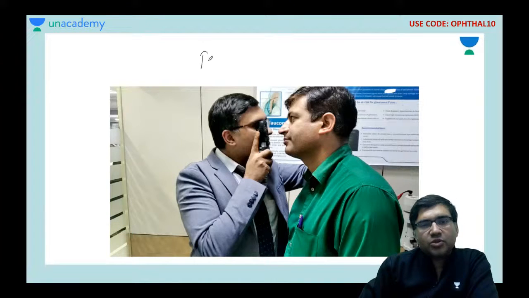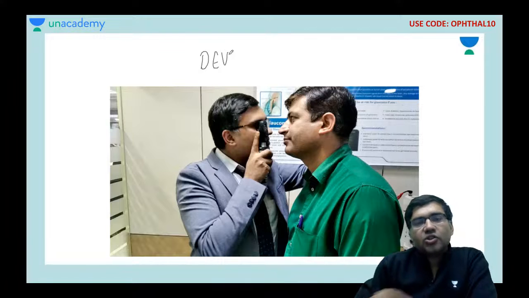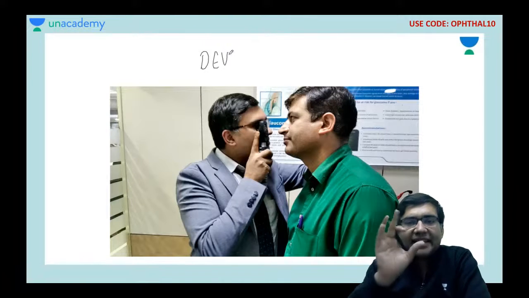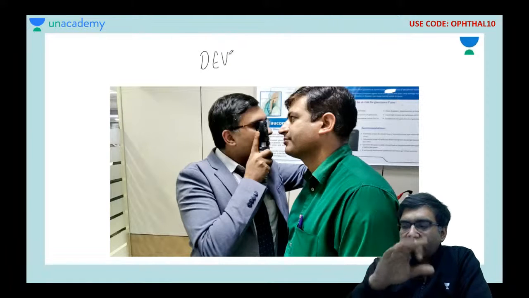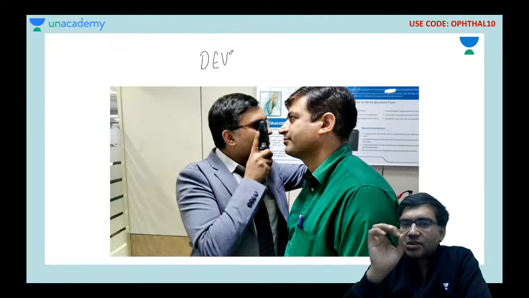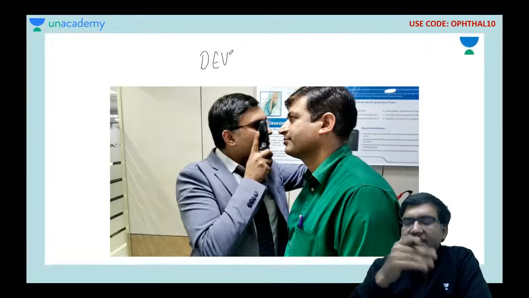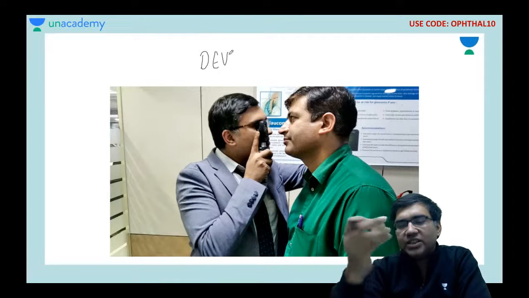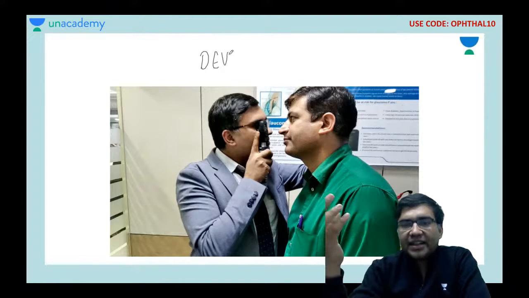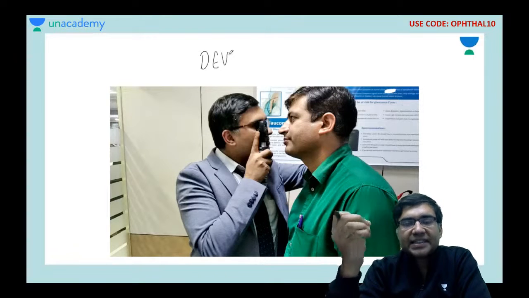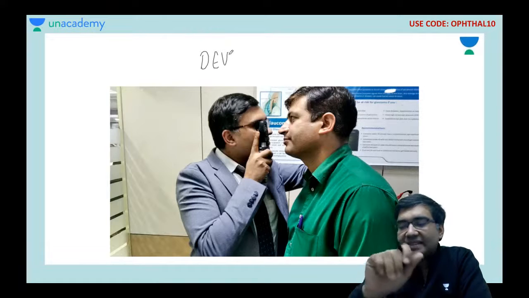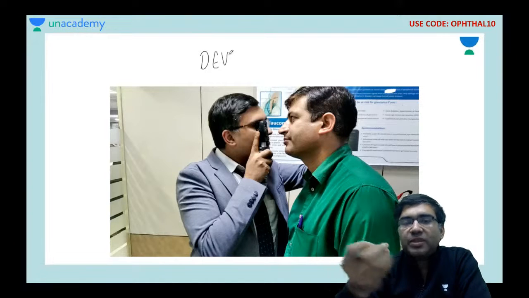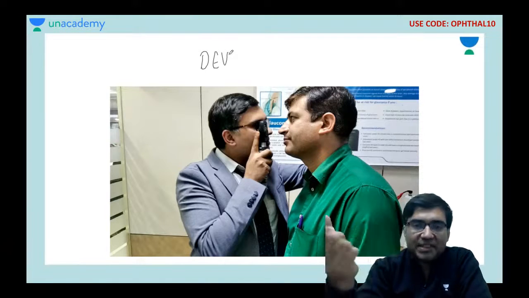So you can just remember the mnemonic DEV. In a direct ophthalmoscope, you would get an erect image as well as a virtual image. And one thing that is the most important is that I use this direct ophthalmoscope to see the optic nerve head, which I also call the optic disc, as well as the macula. But the problem here is that this direct ophthalmoscope does not give me depth perception.